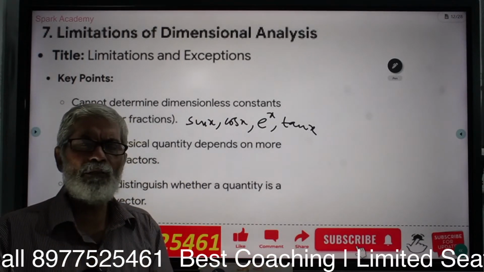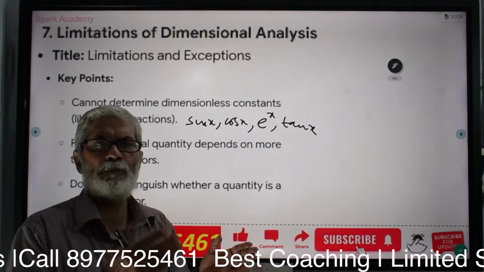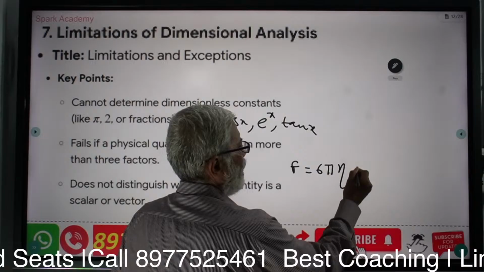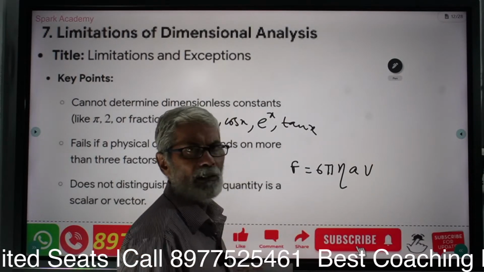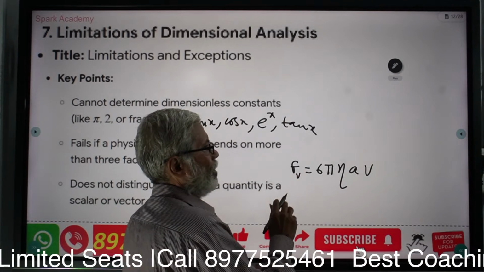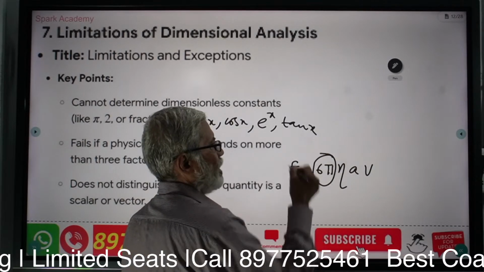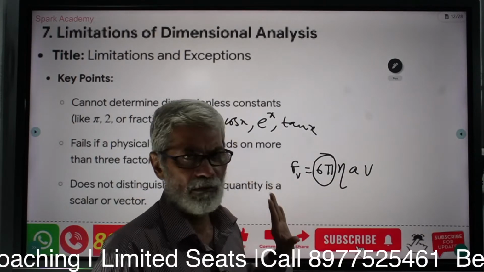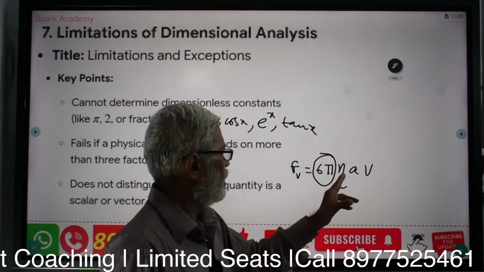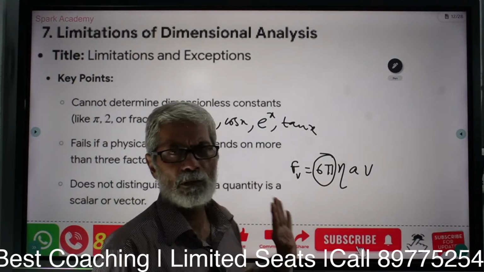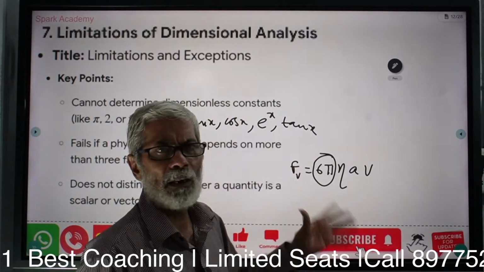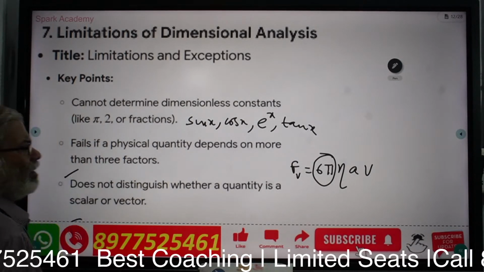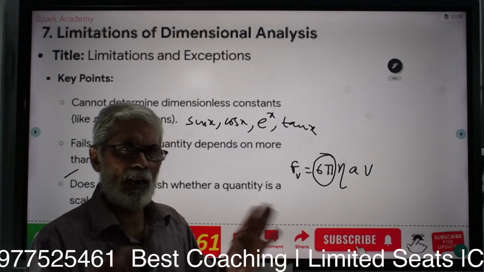In a dimensional formula, suppose I write F is equal to 6 pi eta a b, this is viscous drag. You have to neglect this 6 pi. Just put the dimensions of eta, a and b, and this will be equal to force. You have to ignore 6 pi because it has no dimensions. And dimension does not distinguish whether it is a vector quantity or scalar quantity. All have dimensions.